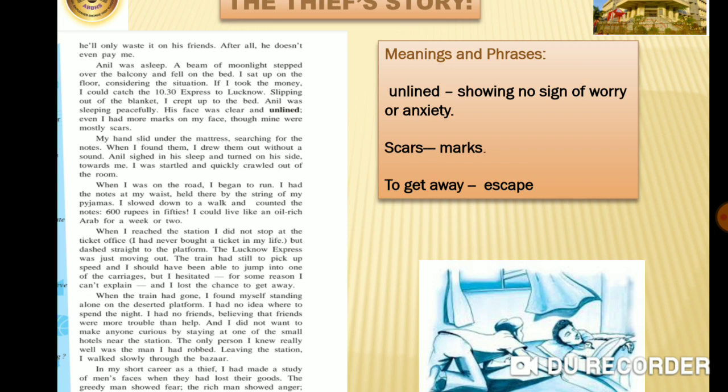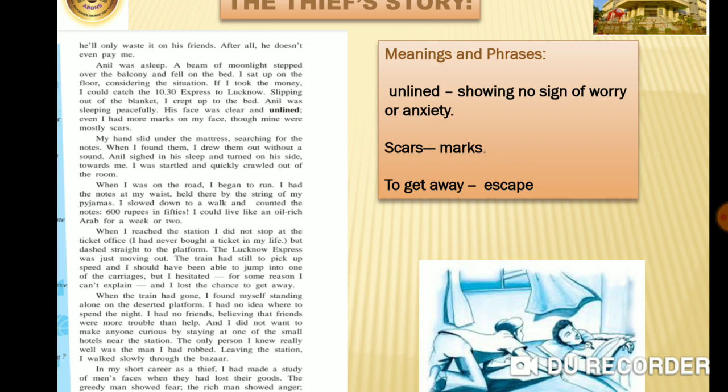If I took the money, I could catch the 10:30 express to Lucknow. Slipping out from the blanket, I crept up to the bed. Anil was sleeping peacefully. His face was clear and unlined. Even I had more marks on my face, though mine were mostly scars. So here Hari Singh has thought of a plan that if he robs the money, by 10:30 he can go to the station and catch the Lucknow Express.